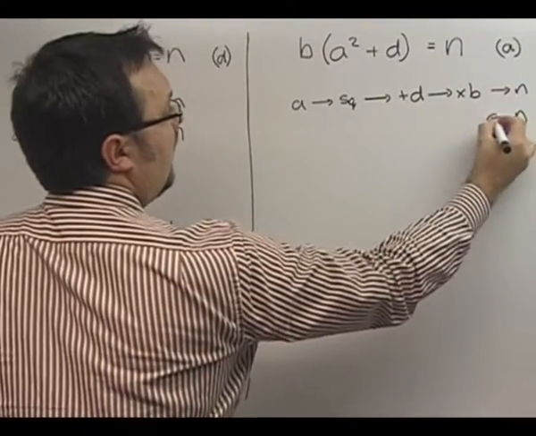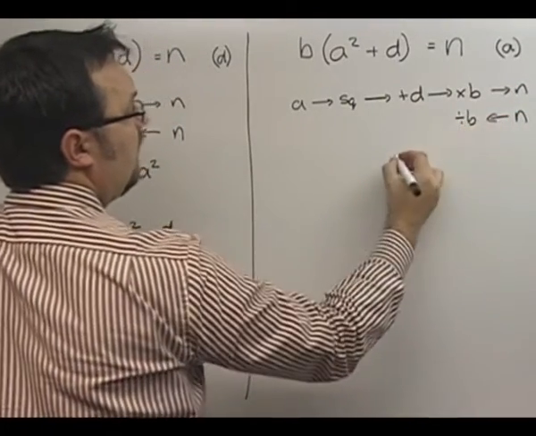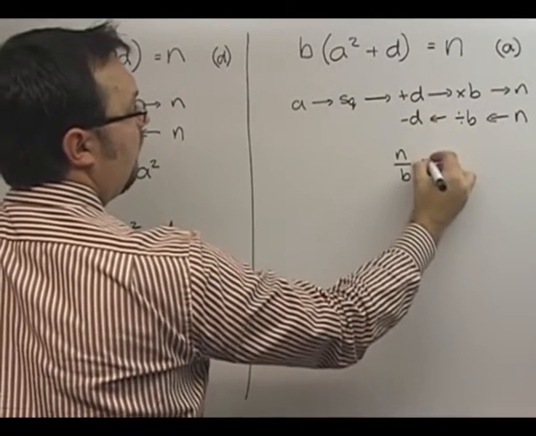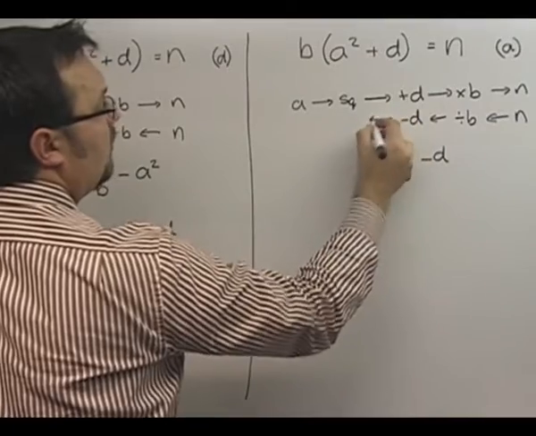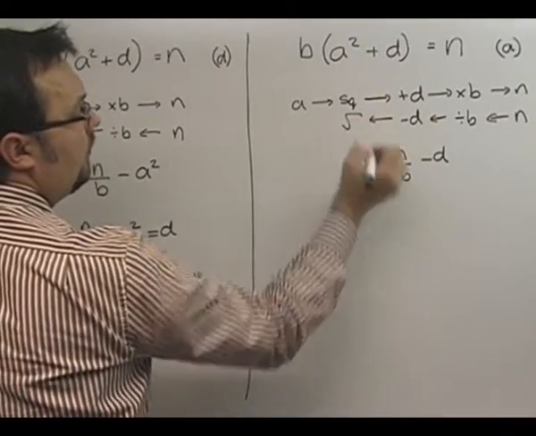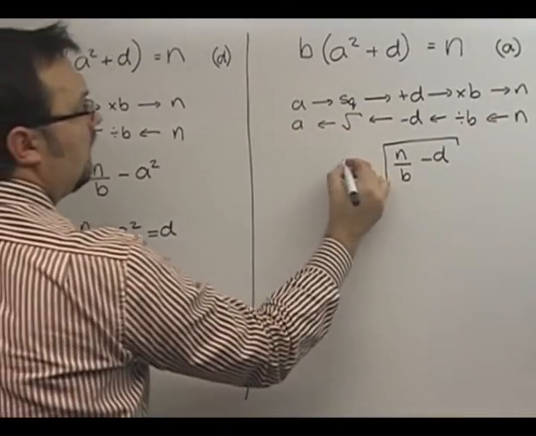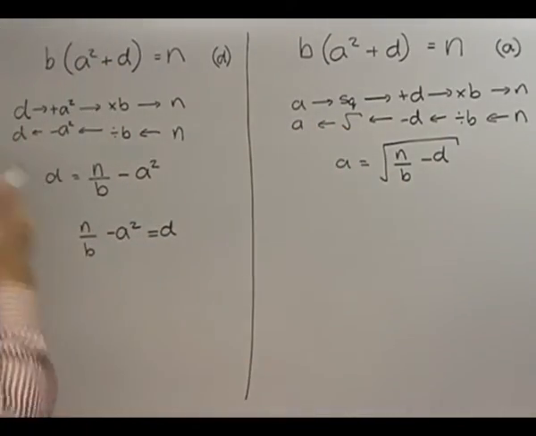So I reverse that, N divided by B. Then I'm going to take away D. And then the opposite of squared is square root. So I'm going to square root the whole thing, and that gives me A. So there's my answer.